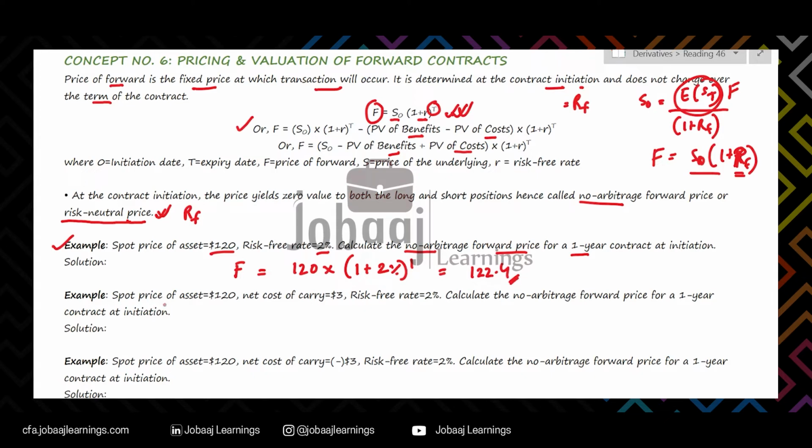In the next question, spot price is 120, net cost of carry is $3, risk-free rate is 2%, and calculate the forward price. So in this case, net cost of carry has been introduced. So 120 minus this net cost of carry is reduced in the formula. So minus 3 and compound it for a period of 1 year. Okay, and this gives 119.34.